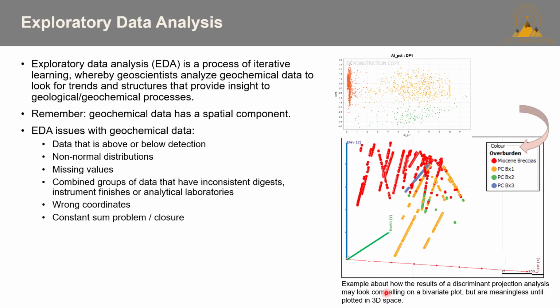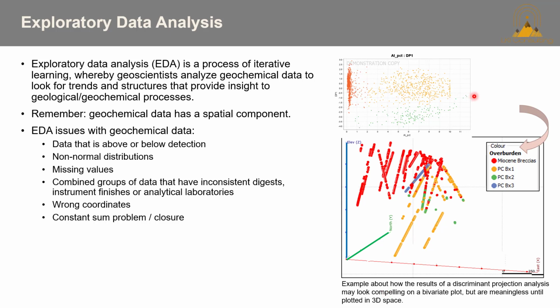Exploratory data analysis, or EDA, is a process of iterative learning whereby geoscientists analyze geochemical data to look for trends and structures that provide insight into geological or geochemical processes. Remember, geochemical data has a spatial component. Some issues that you can see with geochemical data when doing exploratory data analysis are that data can be above or below detection, you can have non-normal distributions, missing values, combined groups of data that have inconsistent digests, instrument finishes, or analytical laboratories, wrong coordinates, and also the constant sum problem, or closure.